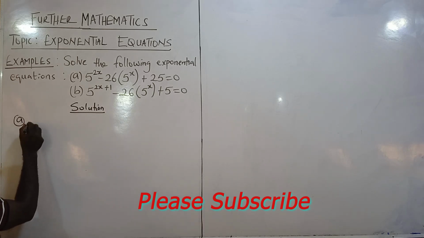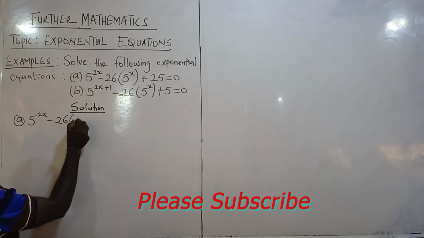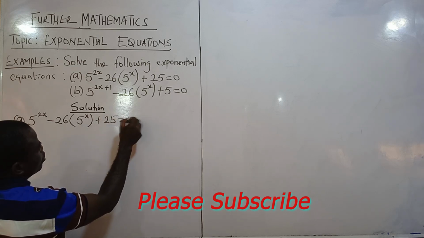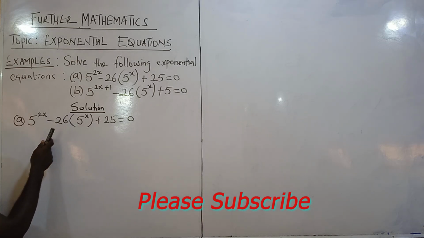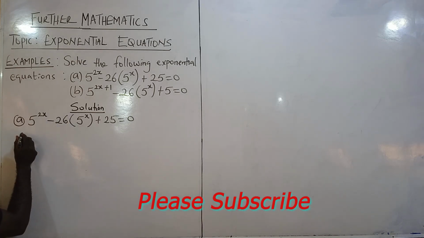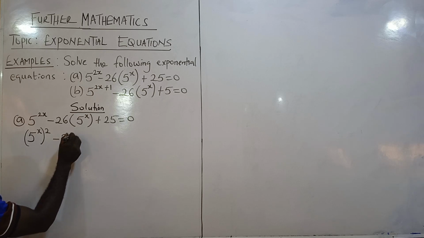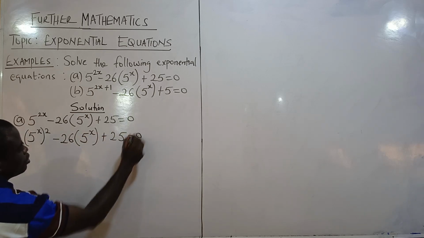Now we have the first question, A: 5 raised to power 2x minus 26, open bracket, 5 raised to power x, close the bracket, plus 25 equal to 0. Now what we need to do is to take the 2 to the front. It's very important in this type of exponential equation. Now you have (5 raised to power x) squared, bringing the 2 to the front, minus 26 (5 raised to power x) plus 25 equal to 0.